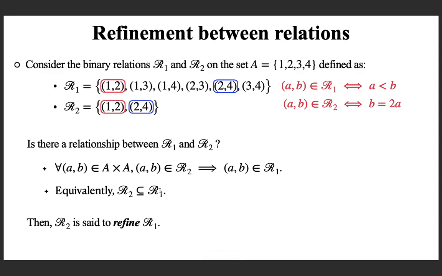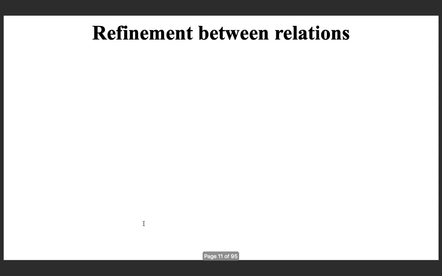And then R2 is said to refine R1, that is refinement. When the relation R2 as a set of pairs is a subset of R1, then R2 is said to refine R1. Or whenever A is related to B under R2, if we can prove that A is related to B under R1, then R2 refines R1.